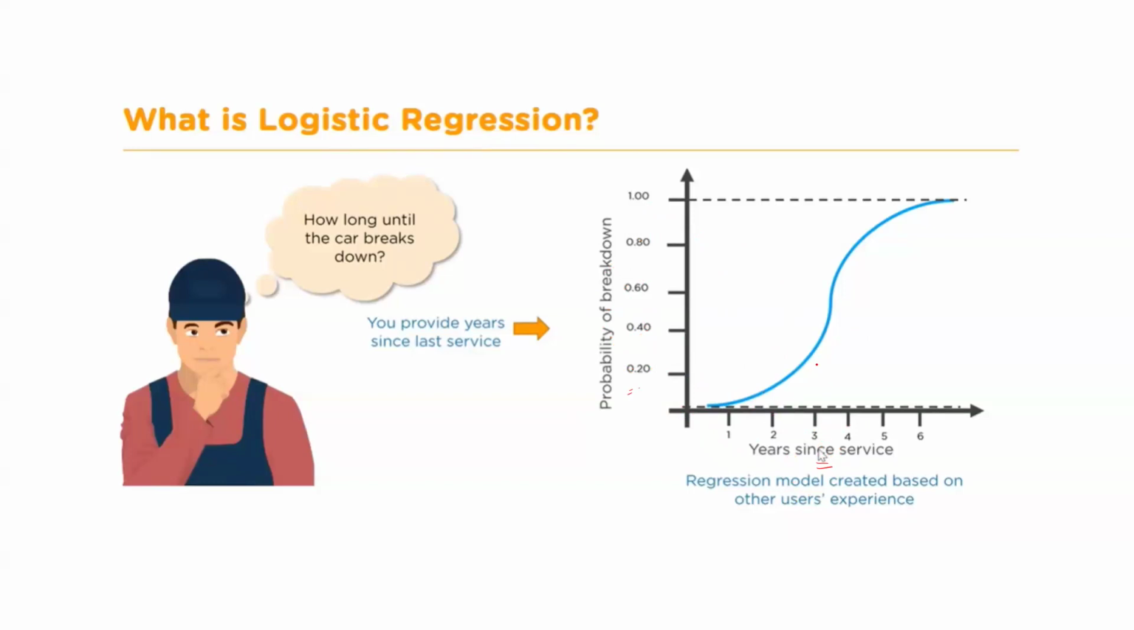So the regression model is created based on other users' experience. For this car, some people might have already bought it, and you have collected information from them: this is the probability that after this many years the car may break down. With that information, you have drawn a graph. You have plotted the data points here, and this is the graph you have got for a logistic regression. This is also called an S-curve.